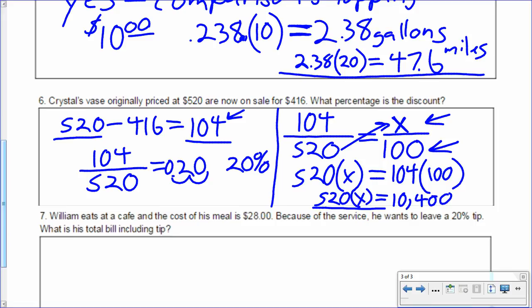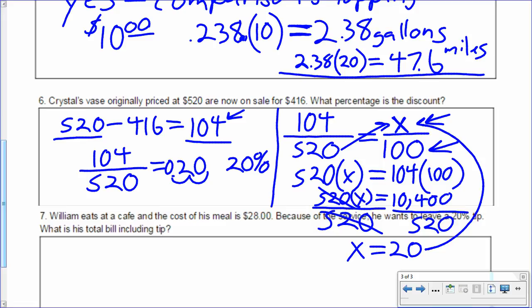So to isolate our variable, I'm just going to write over this next question. We'll erase it in just a second. Divide both sides by 520. This is going to divide to 1, so 1 times x is going to be x. And 10,400 divided by 520 equals 20. Okay, so x equals 20.